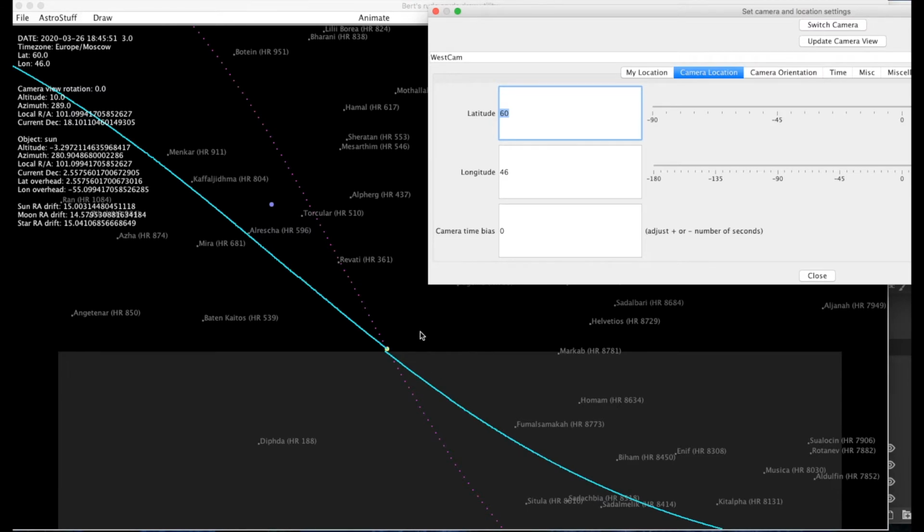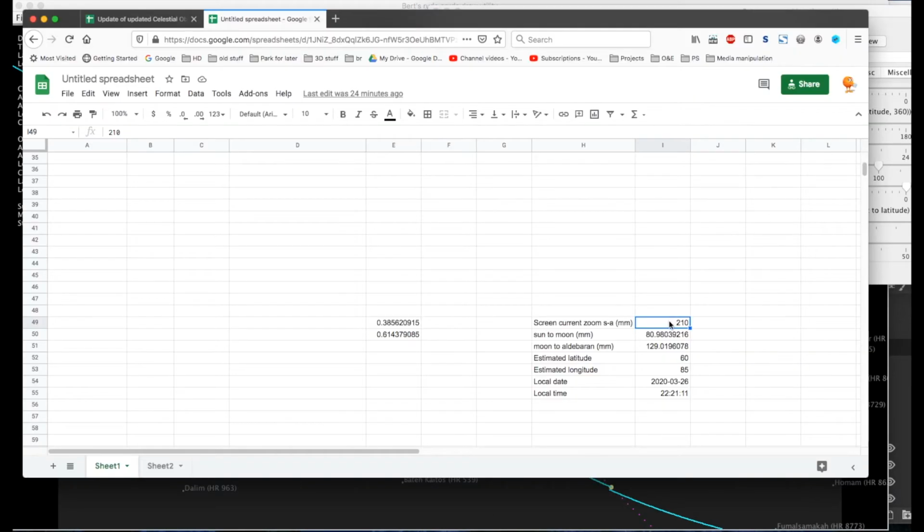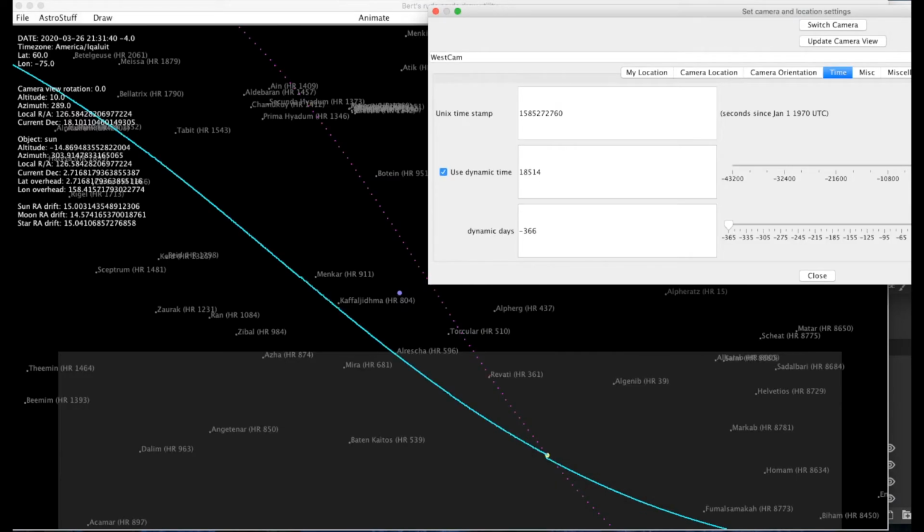Then I went back to my app and I chose a zoom level that was reasonably close where I could see the sun, the moon, and Aldebaran. And I just got my measuring tape and that came out to 210 millimeters on the screen. So 38% of that distance should be 80.9 millimeters, and the distance between the moon to Aldebaran should be 129 millimeters. And if I started off with my current longitude, there's my 210 millimeters between Aldebaran and the sun. But when I measure the distance between the moon and the sun, I got 95 millimeters.